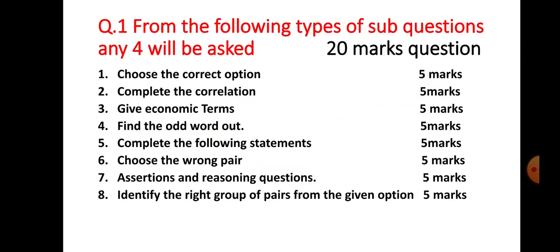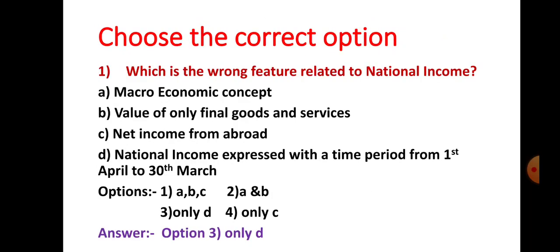Now let us see these different types of sub questions one by one. Number 1 is choose the correct option for 5 marks. Number 2, complete the correlation for 5 marks. Number 3, give economic terms for 5 marks. Number 4, find the odd word out for 5 marks. Number 5, complete the following statements for 5 marks. Number 6, choose the wrong pair for 5 marks. Number 7, assertions and reasoning questions for 5 marks. And number 8, identify the right group of pairs from the given options for 5 marks. Now let us see these different objective type questions with the help of example.